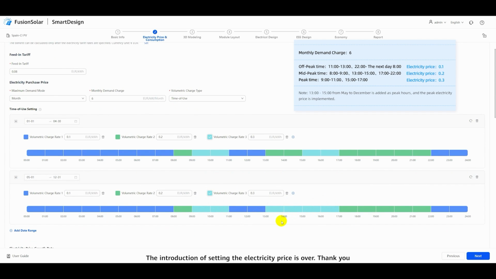The introduction of setting the electricity price is over. Thank you.